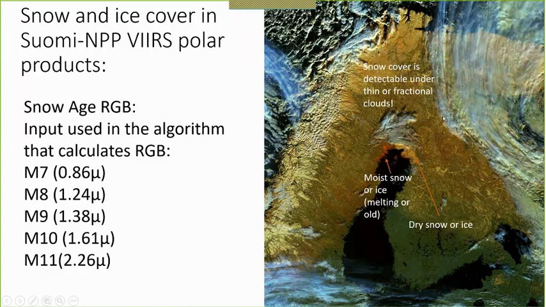And it's really easy also to see the snow cover under thin or fractional clouds. So it's been a really nice product. But it's not that simple as the previous ones, because there is a special algorithm for defining this product. So I just wanted to show you which channels have been used in calculating this algorithm that is producing this RGB.